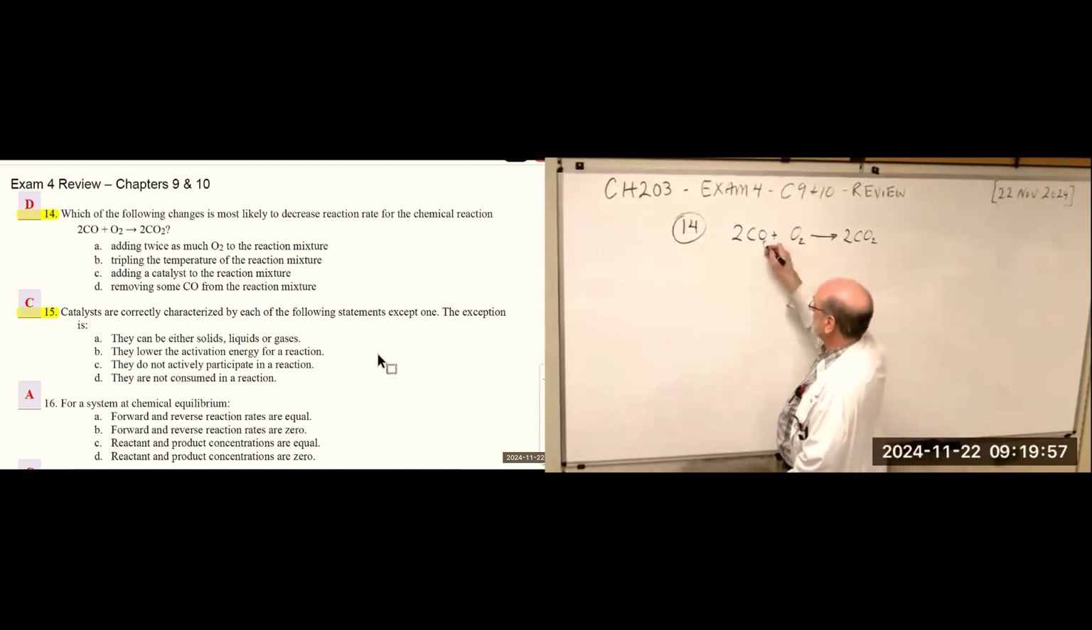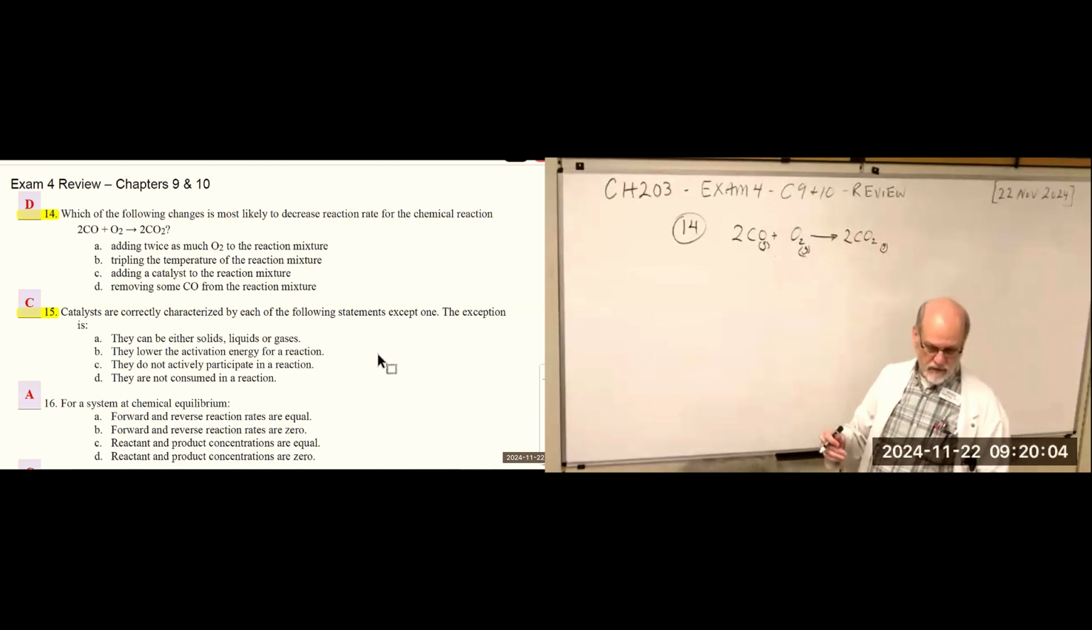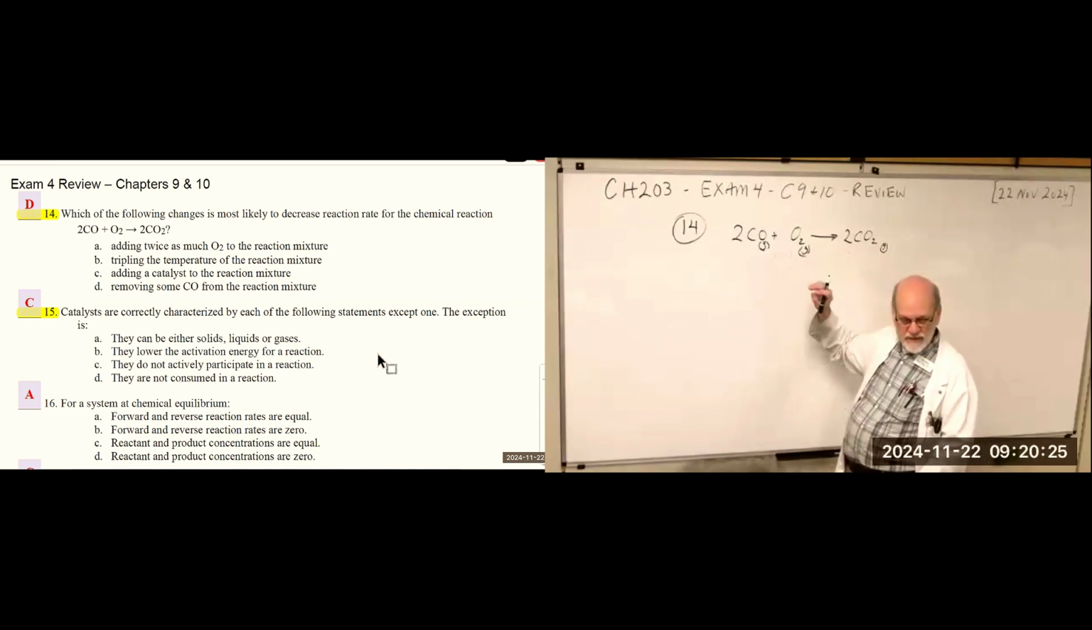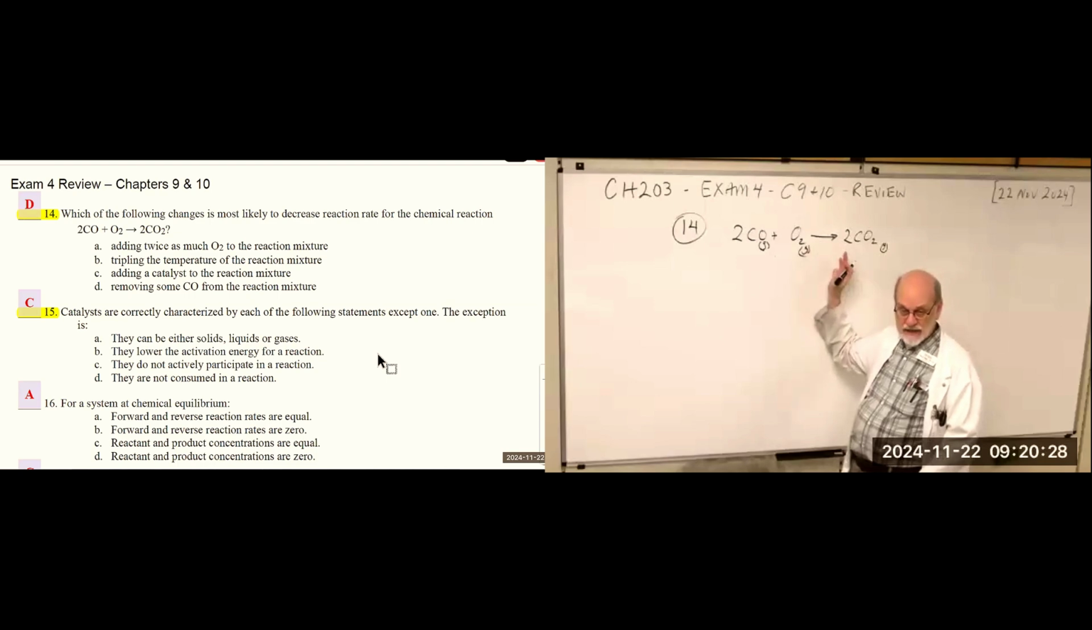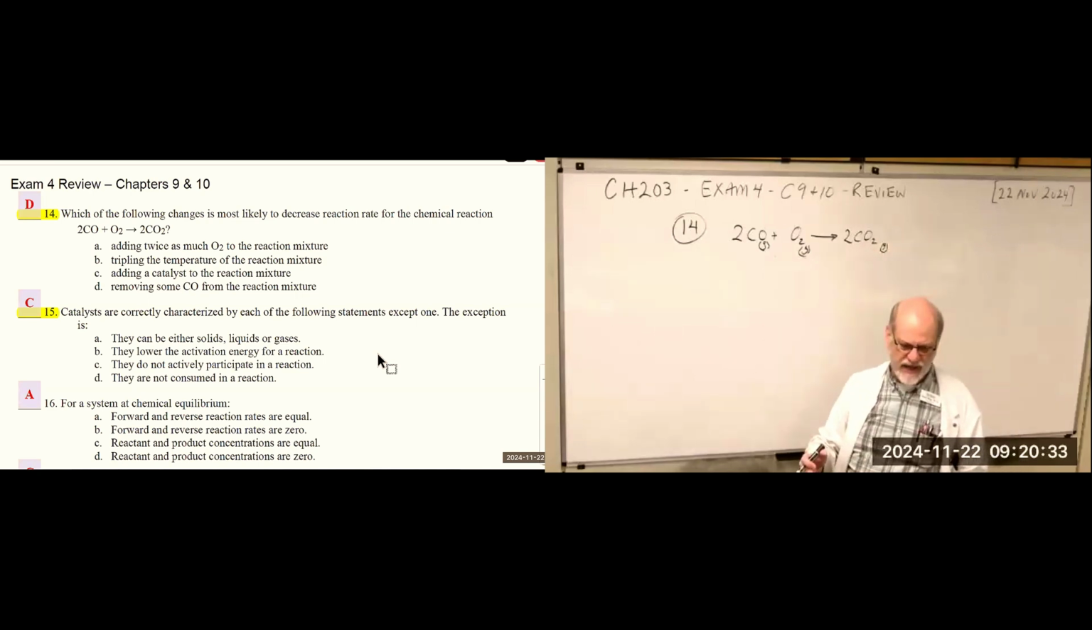These are all gases, right? It doesn't say gases, but we know they're gases. Carbon dioxide, carbon monoxide, they're all gases. Oxygen's a gas. All right, so we can't say anything about particle size, right? Because they're all gases. So let's look at each one. Adding twice as much oxygen to the reaction mixture, is that going to speed it up? No. If it reaches equilibrium and then we add some oxygen, it'll speed up temporarily until it reaches equilibrium again. But we're talking about overall reaction. So A is not a good answer.